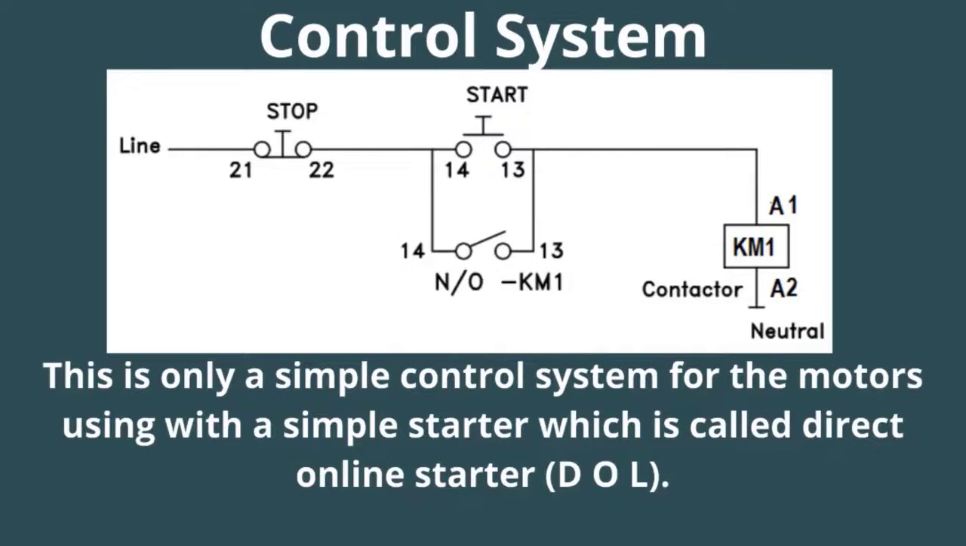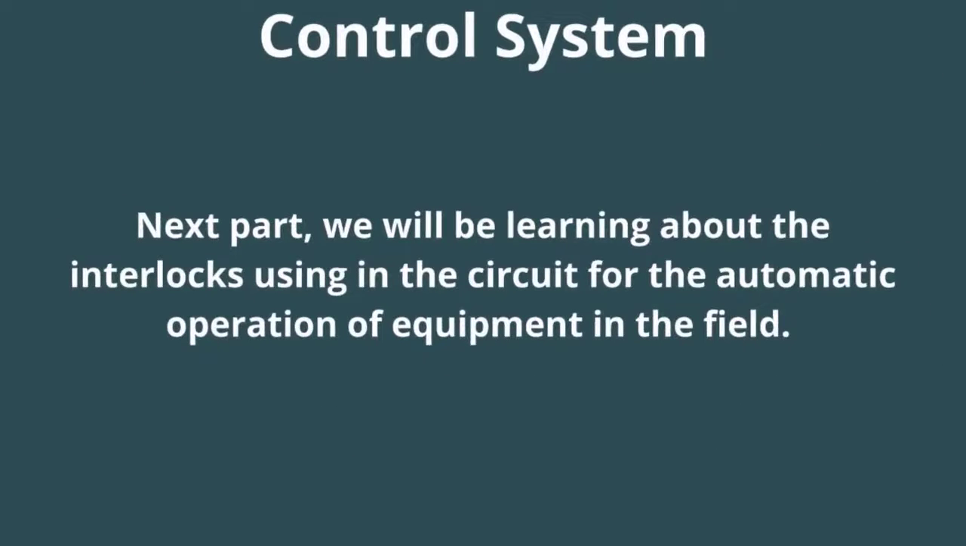This is only a simple control system for motors. This is used in the simple starter, which is called a direct online starter, to operate the motor. In the next part, we will be learning about the interlocks provided in the circuit for the automatic operation of equipment in the field.